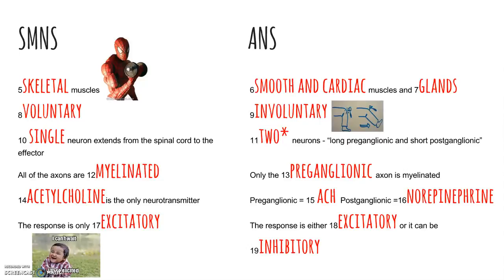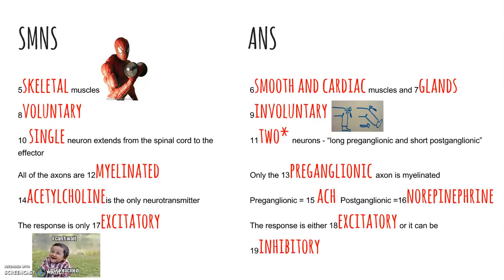The somatic nervous system utilizes a single neuron moving from the spinal cord all the way out to the effector. So some of those are very long. The autonomic nervous system involves pairs of neurons. There are 2 neurons for each action. So one is a long preganglionic and the other is a short postganglionic. There's a ganglionic region in between. If you want to read more about that in the book, you can.